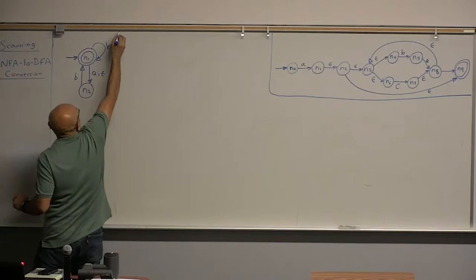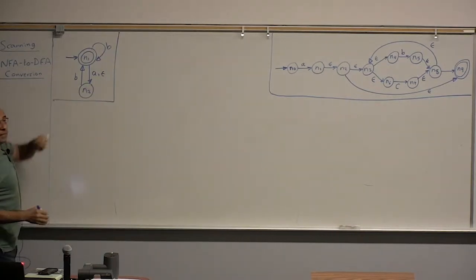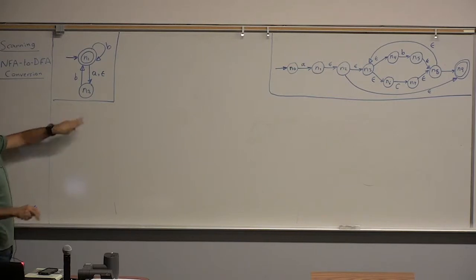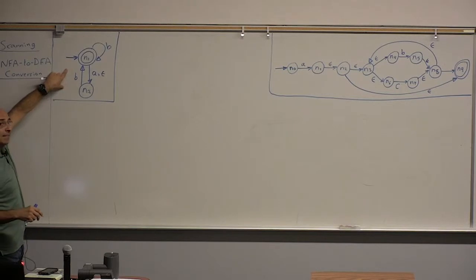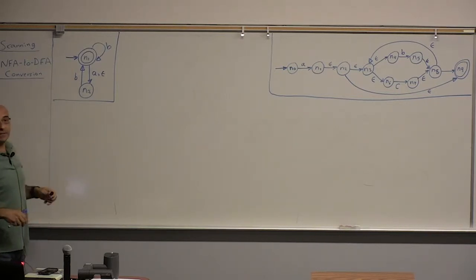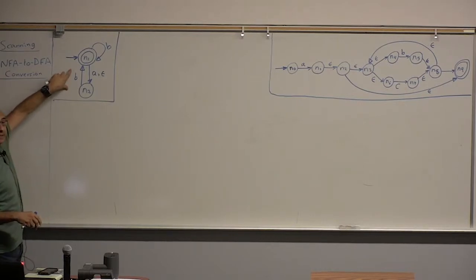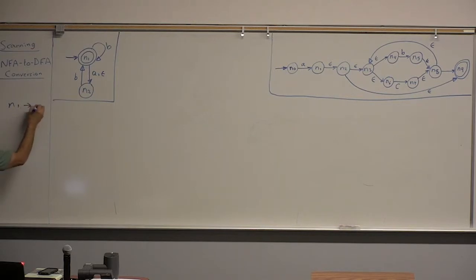OK, so let's start with this example. Since we have N1 and N2, how many possible states can we have in the corresponding DFA? Because in the corresponding DFA, any combination or subset of NFA states will be viewed as a separate DFA state. So how many possible DFA states can we have? 4. N1 by itself is a DFA state, we call it D1. N2 by itself is a DFA state. N1 and N2 together, we call them D3. And nothing, the empty set, we may call it D4.